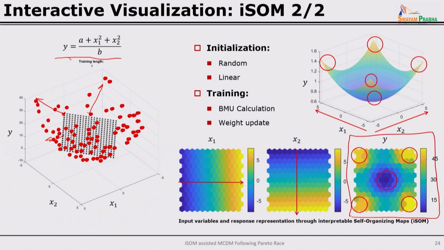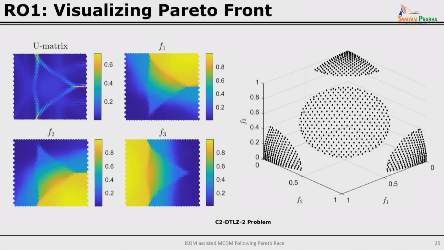Now, in the case of multi-objective optimization, we have multiple functions. So now we will visualize each of the functions separately, knowing how they are interacting with each other.